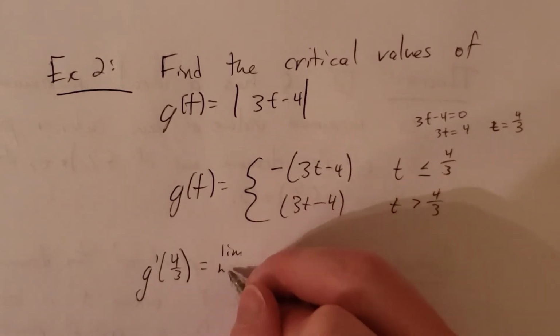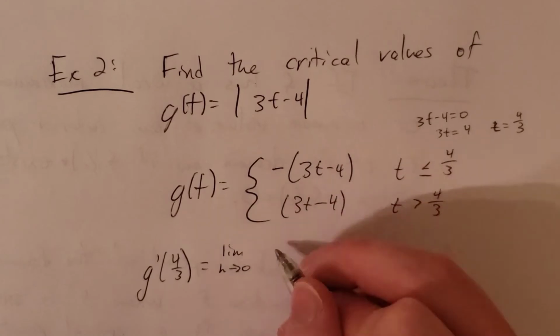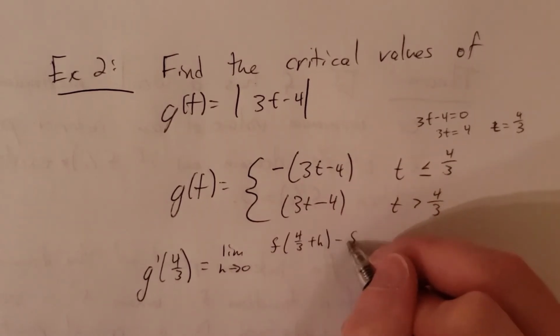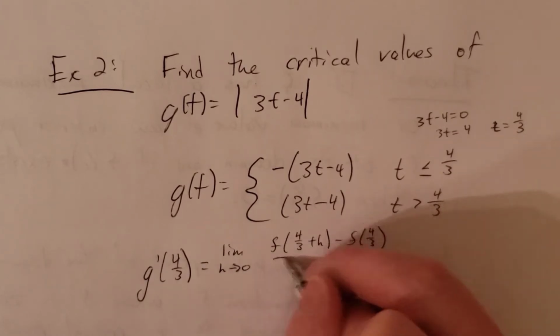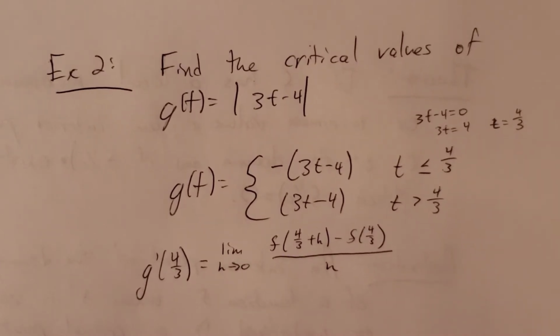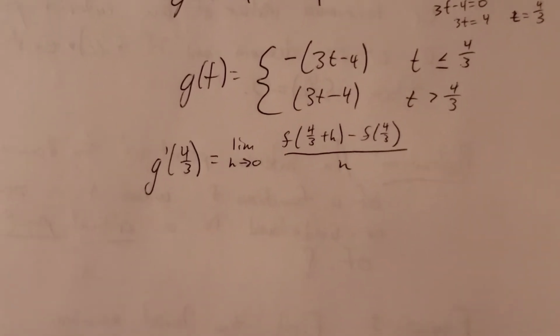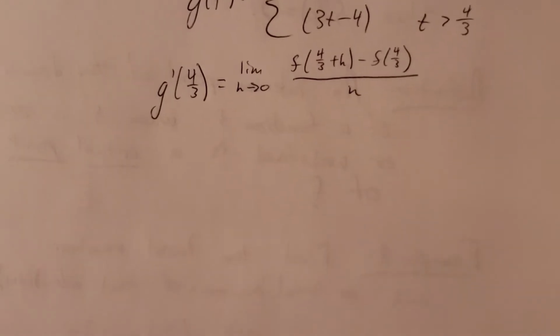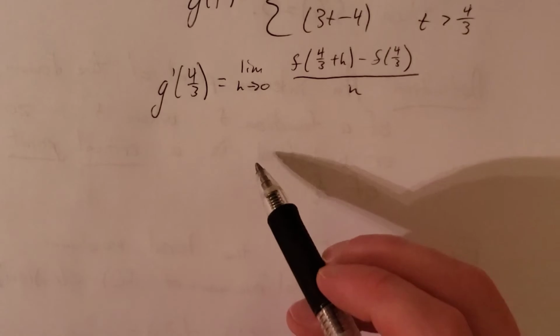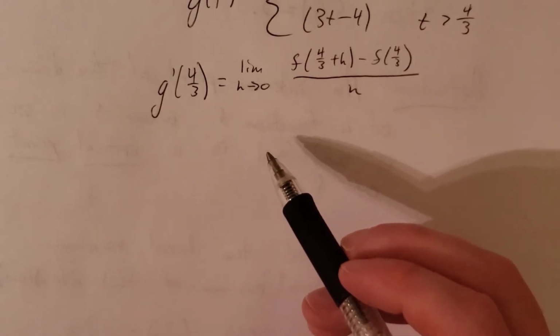So how do we do this? Well, we find the limit as h goes to 0 of f of 4/3 plus h minus f of 4/3 all over h. But to find a limit like this, we need to find the limit as h approaches 0 from the left and the limit as h approaches 0 from the right. If those are equal, then the limit exists and they are whatever our value is. If they do not equal, then that'll tell us that the limit does not exist, or in other words, the derivative does not exist at that point.